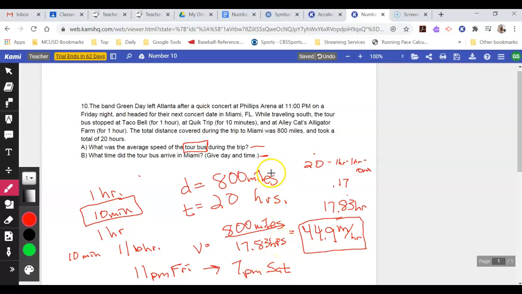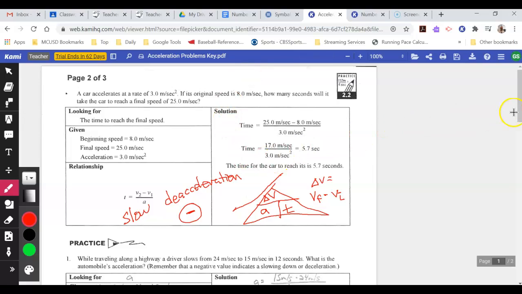So that's the problem. And again, the big issue was that what was the average speed of the tour bus during the trip? So we're not talking about just the 20 hours. They're giving you this information for a reason, so you needed to subtract that from the initial given time. All right, so that was that problem. You want to go ahead and review all your acceleration answers. If you have any questions, feel free to email me.